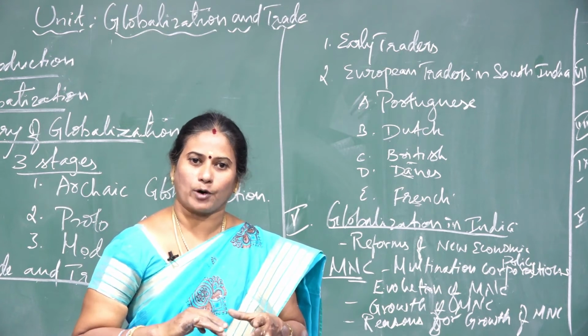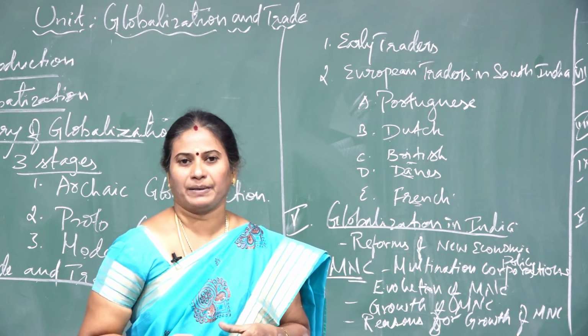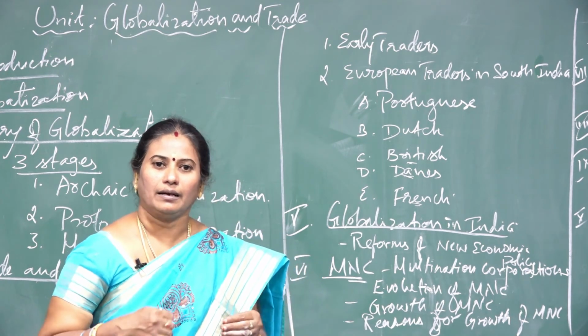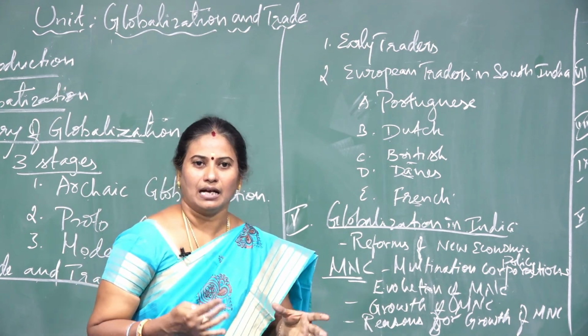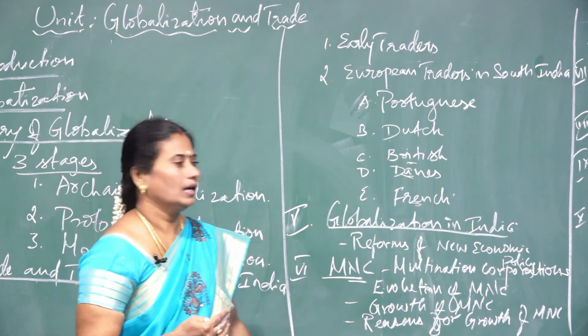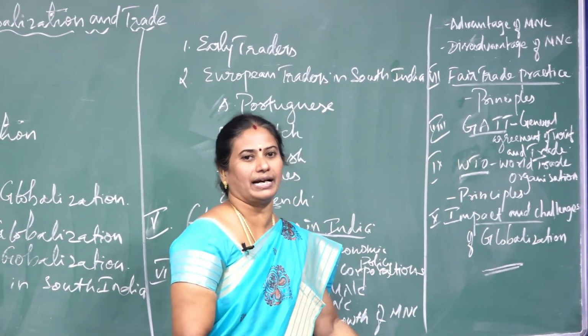Next, Procter and Gamble. And then Tata Group, Pepsi Company, as well as Coca-Cola Company. These are the 10 multinationals of India in 2018. Now, I am going to explain about the principles of fair trade.